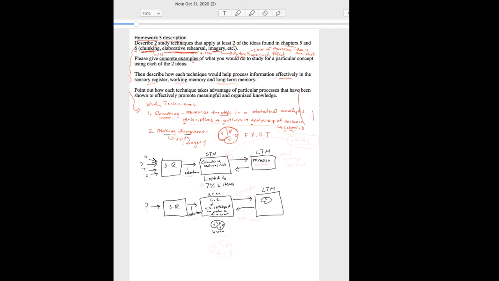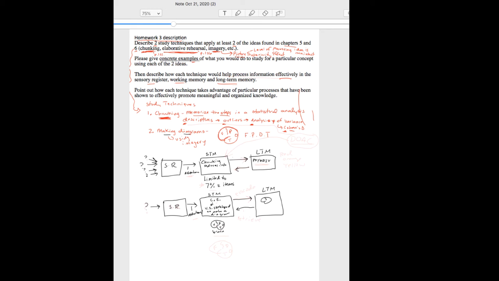So you start off with your 2, so you just name them, chunking and making diagrams, and then you would give concrete examples of what you would do to study a particular concept using each of those 2 ideas. So here, for chunking, I would say how I might memorize the steps in a statistical analysis. Maybe I have to run the descriptives, so I can check to see if I have skewness or kurtosis, check for outliers, do my analysis of variance, and then check the effect size through the Cohen's d analysis.